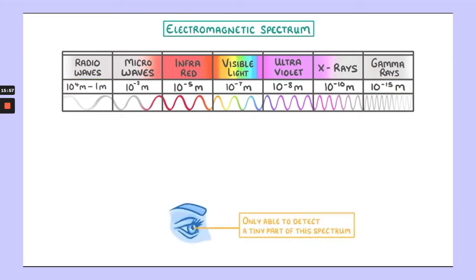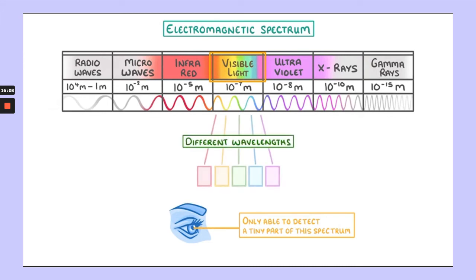As human beings, though, our eyes are only able to detect a tiny part of the spectrum, which we call visible light. And the different wavelengths within this region are what give us all of the different colors that we can see.